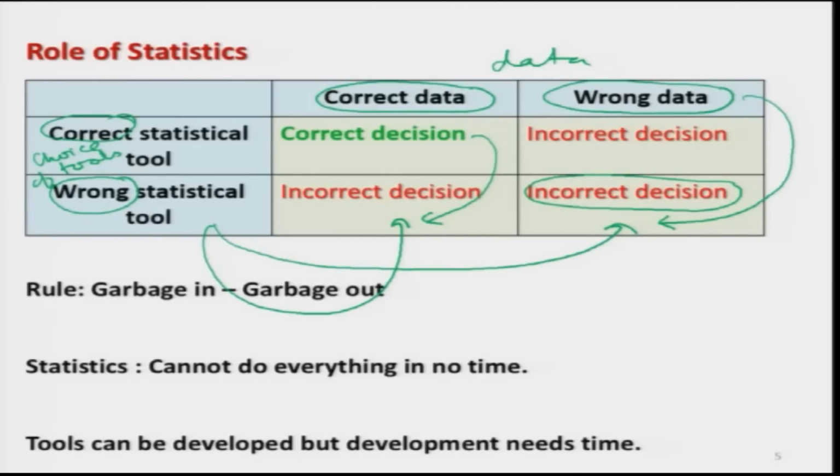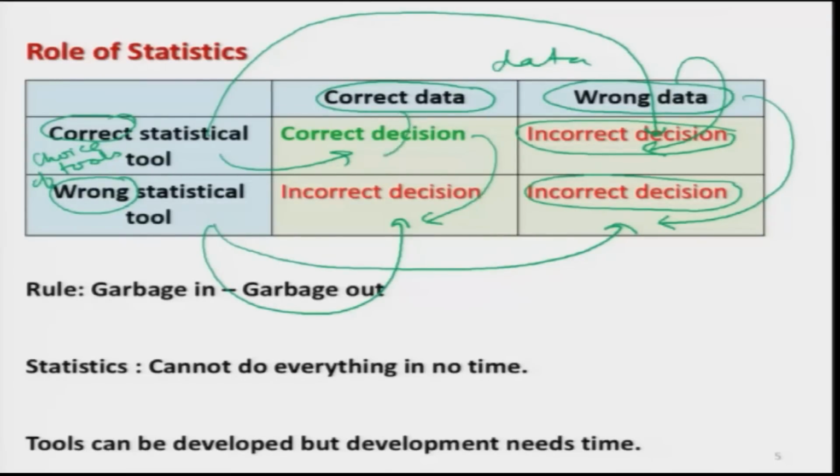Even in this case, using the wrong tool over correct data, I will get an incorrect decision. Similarly, if I take the wrong data and the correct statistical tool, using the correct tool over wrong data will also give an incorrect decision. The last option, which is correct, is to use the correct statistical tool over correct data. So this is the only option. Unless you choose the correct statistical tool and collect your data correctly, you will not get the correct statistical inference out of it. The rule is very simple: garbage in, garbage out.